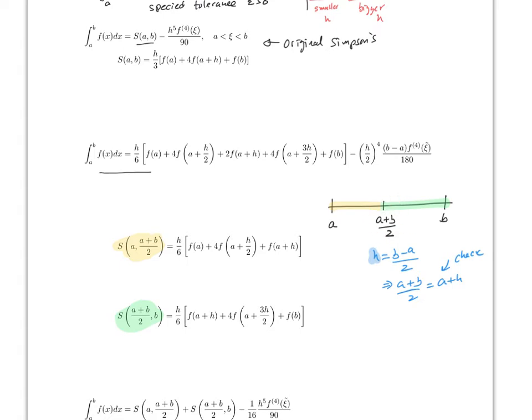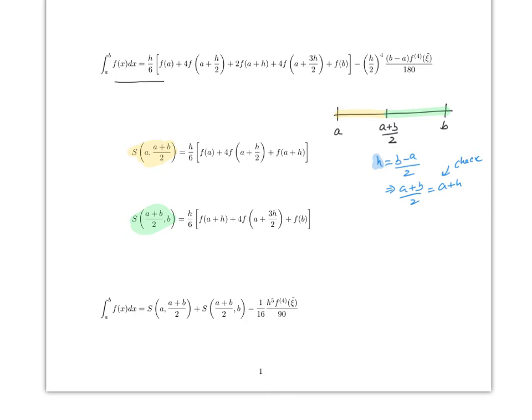Therefore, if we combine these two, then the approximation to the integral from a to b is going to be equal to this part plus this part, which notice the connection to this right here. So therefore, you combine the two error formulas, you will end up with this. Notice that 2 to the 4 is 16, so that's why we get a 16. And b minus a is equal to 2h from here also.